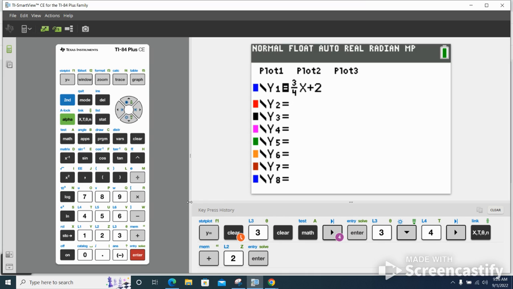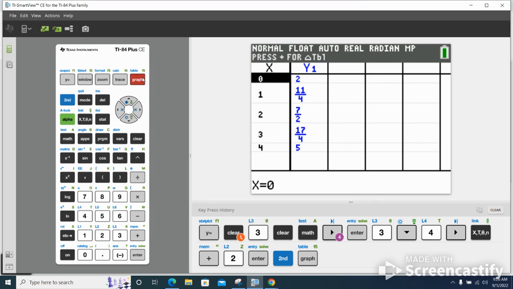So now what I'd like for you to do is see the button graph. Don't hit graph. Look at it. What word is above the graph button? Table. How do you think I access the table? Second table. So hit second table. Okay?